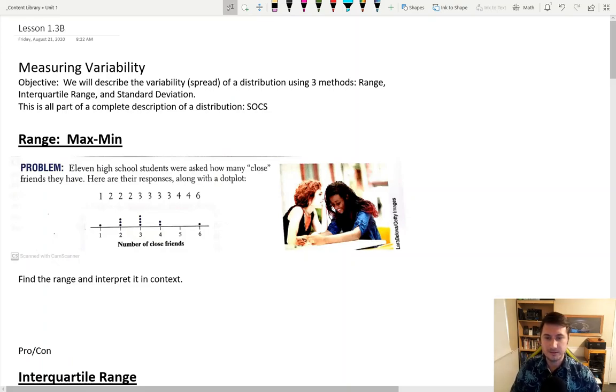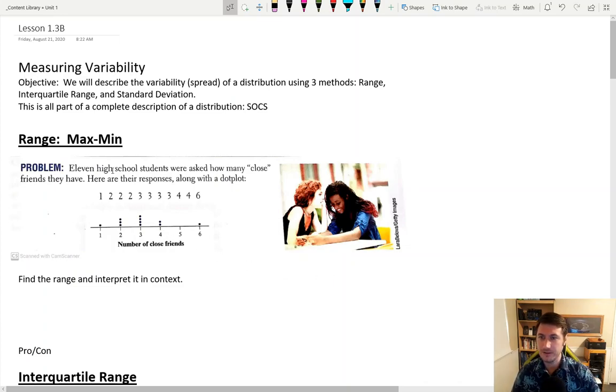Hello AP Statistics students. In this video, we are taking a look at measuring the variability of a distribution. The last video was all about the center. Now we're talking about the spread. So how spread out is our data?